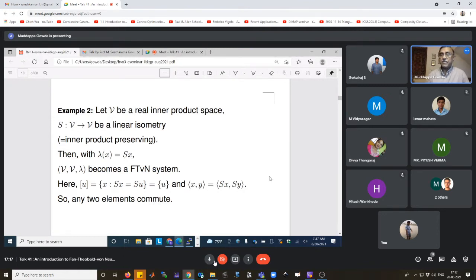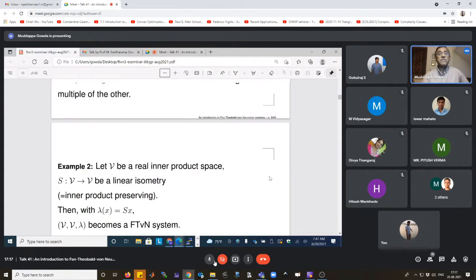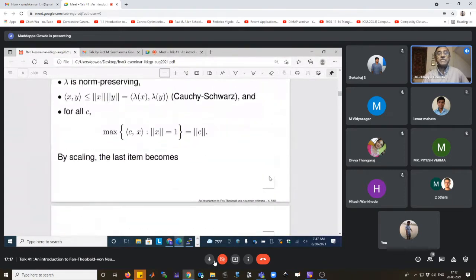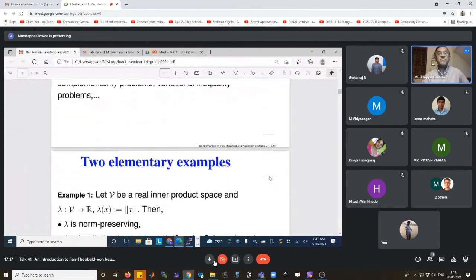Is that okay? The commuting, you mean, in terms of inner products? No, okay. Let's go back to this one. I said I'm going to make that precise later on.